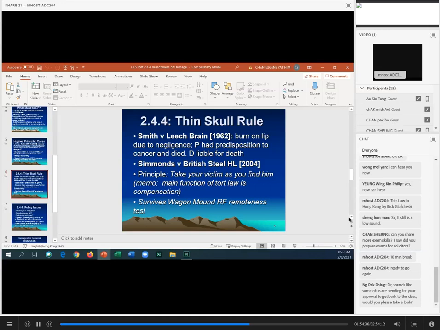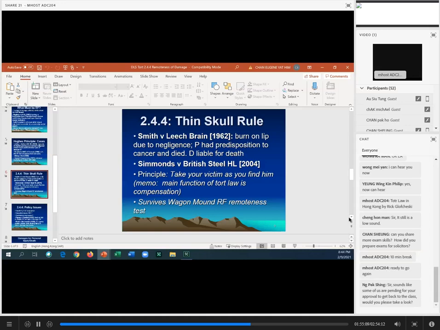So if the victim suffers very serious damage as a result of your negligence, well, you've got to compensate him, try to put him back in the position he was before the accident. Okay? So Smith and Leech Brain, very important case. One of the academic issues that comes up here: can you reconcile this thin skull rule with the remoteness of damage principle? Remember, remoteness of damage, the defendant's only liable for the types of damage which are reasonably foreseeable. The court said that is not in conflict with the thin skull rule. Okay, so that's an important point to make.